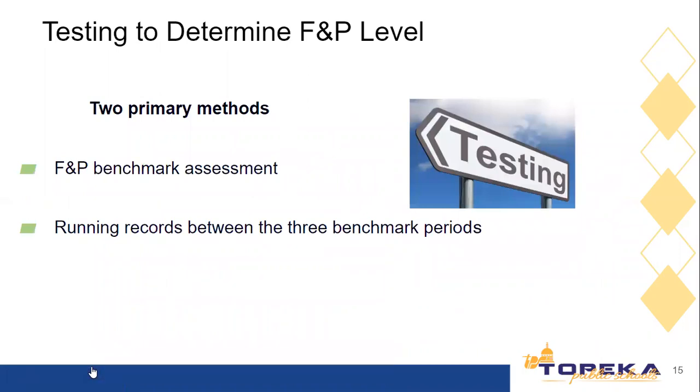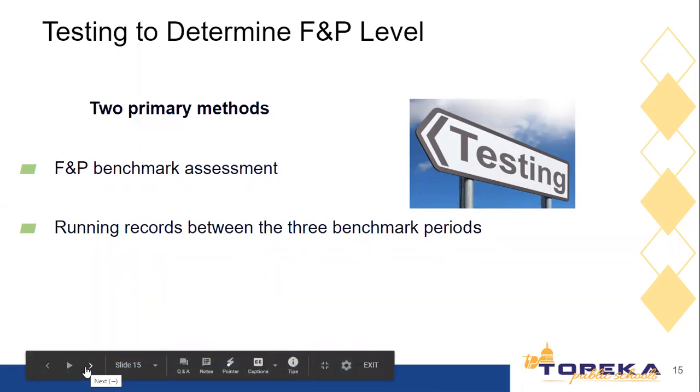All right, let's take a moment to determine F&P level. When we look at F&P level, there are 2 primary ways. The first one is the F&P benchmark assessment, which is given 3 times a year: fall, winter, and spring. Between those testing windows, you will complete running records that will help you determine when a student is ready to move up to the next F&P level.